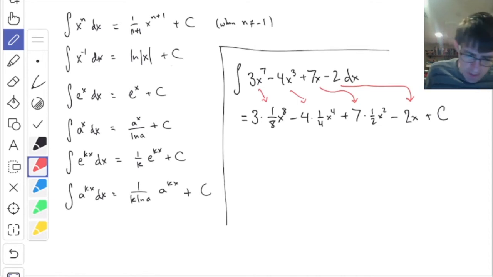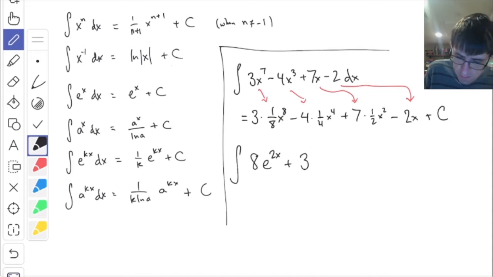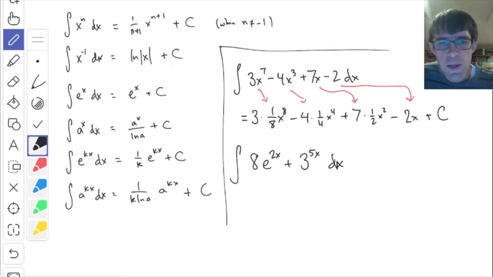All right, let's try another one. How about, here's one which involves some exponential functions. The integral of 8 times e to the 2x plus 3 to the 5x dx. How about that? Here we have two different exponential functions, and so you have to use the appropriate rules on the left side there. What do you get?